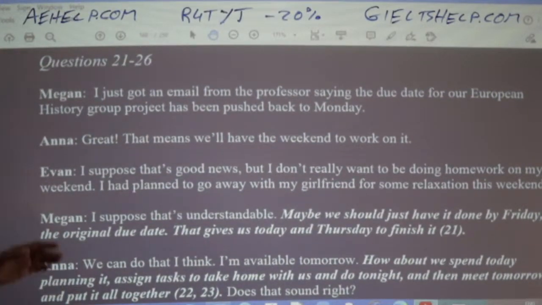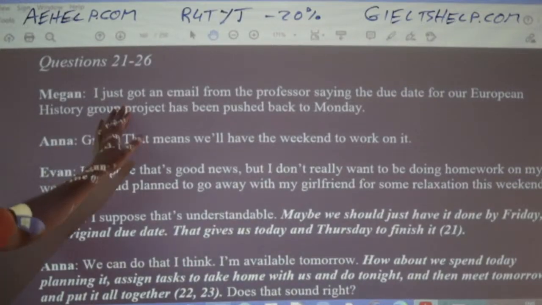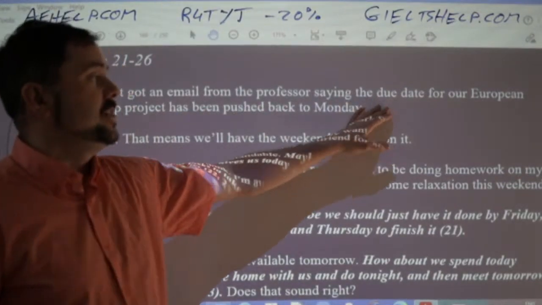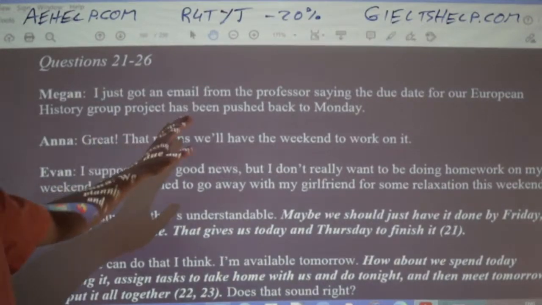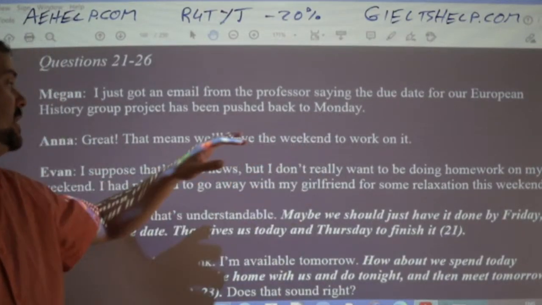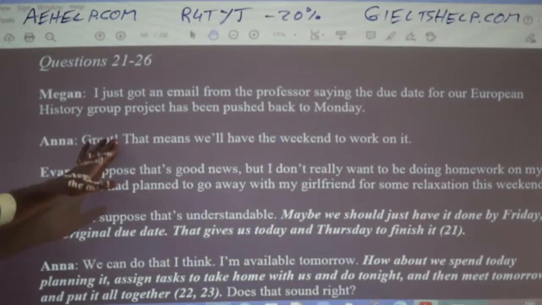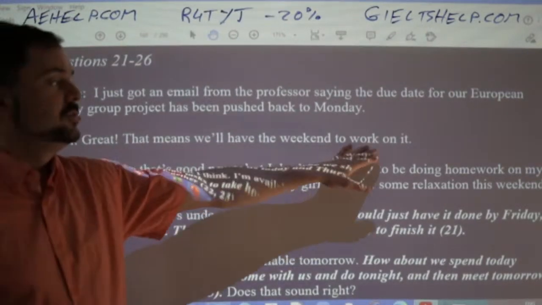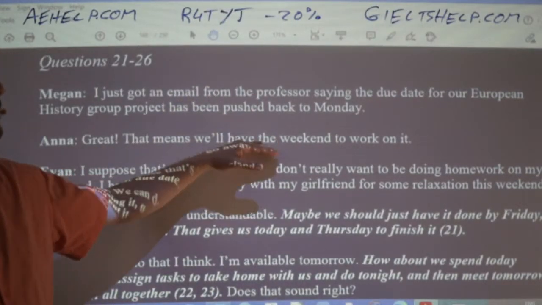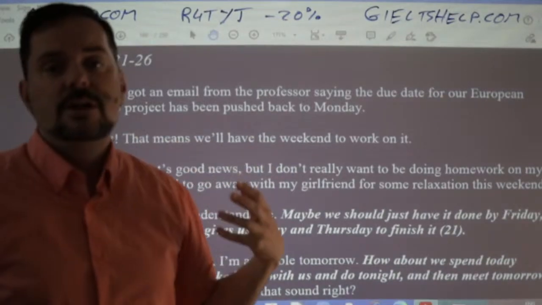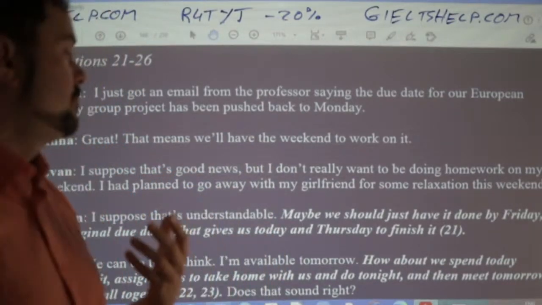So here in the beginning, Megan says, "I just got an email from the professor saying the due date for our European history group project has been pushed back to Monday." Okay, and then Anna says, "Great, that means we'll have the weekend to work on it." So it's obviously before the weekend. Okay, so from this and from this, we know that they're having this group discussion before the weekend.